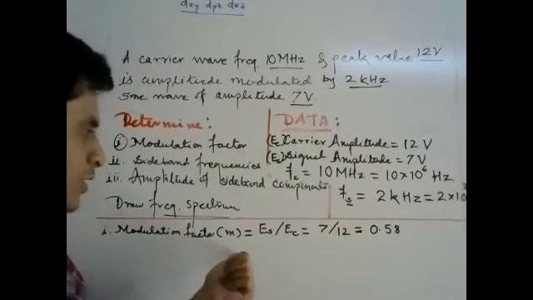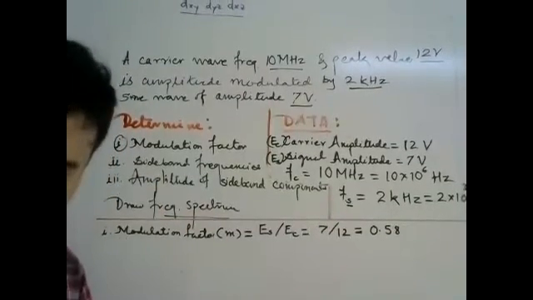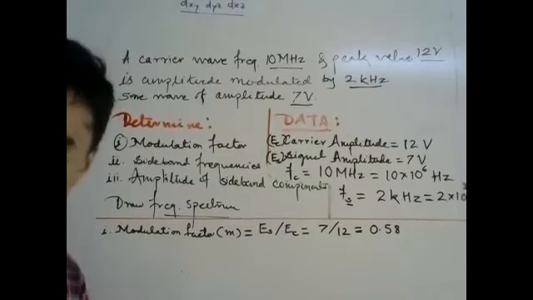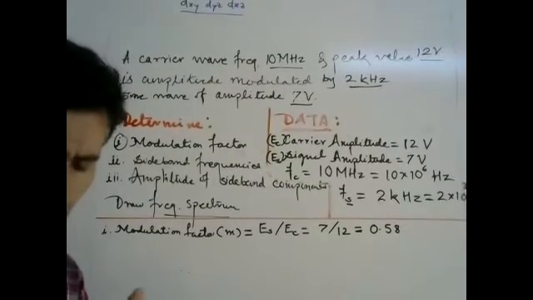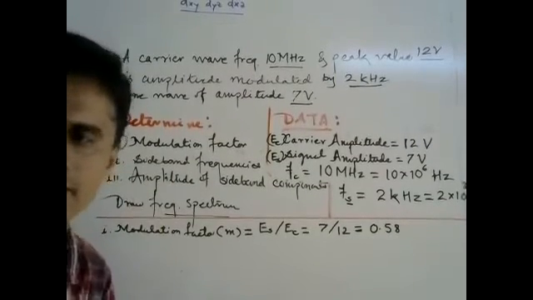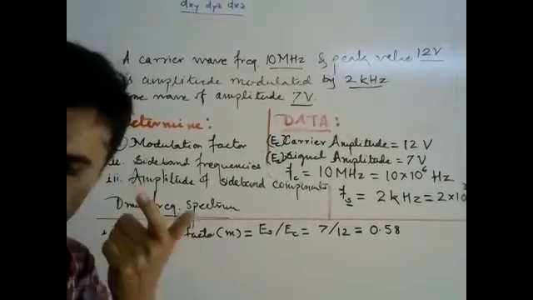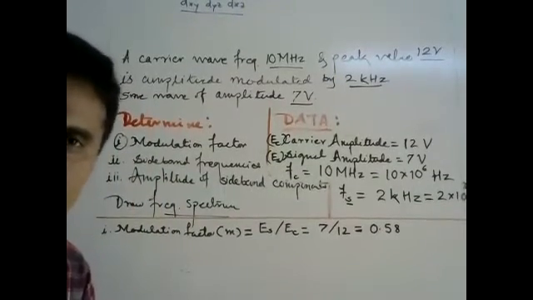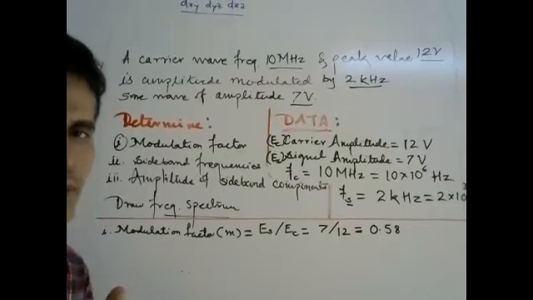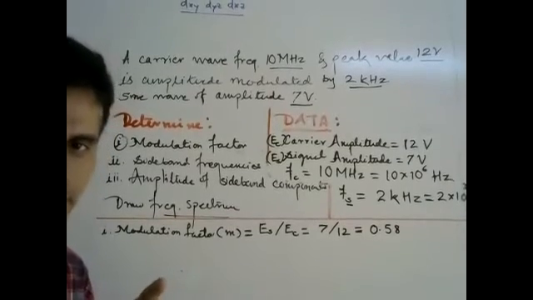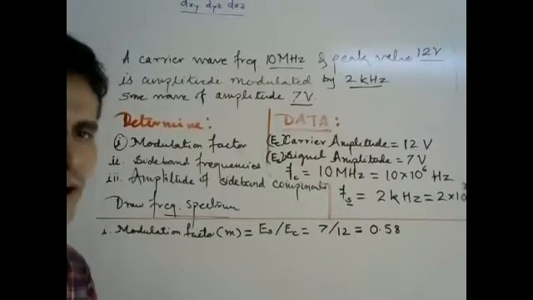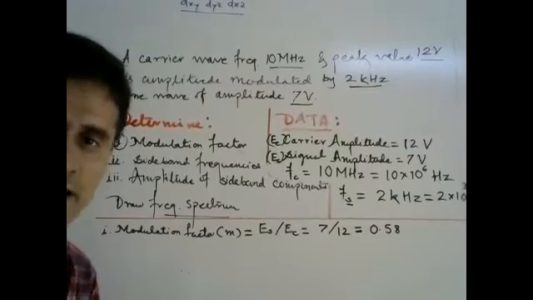Can I proceed to the next point? That is the sideband frequency. Dear student, sideband frequency means upper side and lower side. The upper side is denoted by FC plus Fs, and the lower is represented by FC minus Fs.